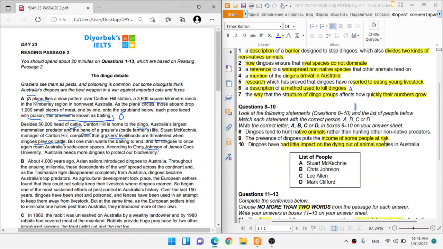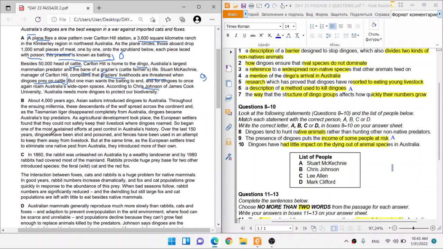For question number 9, the answer is going to be Stuart McKinney, our first guy, because here it says he complains that grazers' livelihoods are threatened. Livelihood is a synonym for income, and threatened means at risk, when they are preying on cattle. So I think that's pretty much it. I'm going to continue again. The idea, guys, is that whenever one of the names comes up, you're going to have to read around that statement and that name, and keep an eye on the questions all the time.